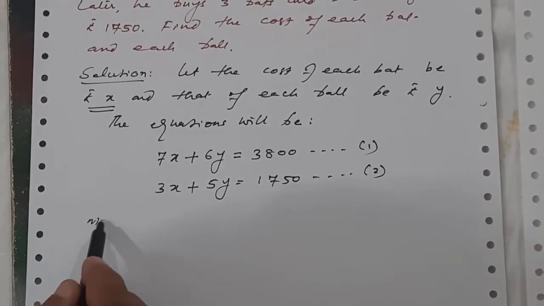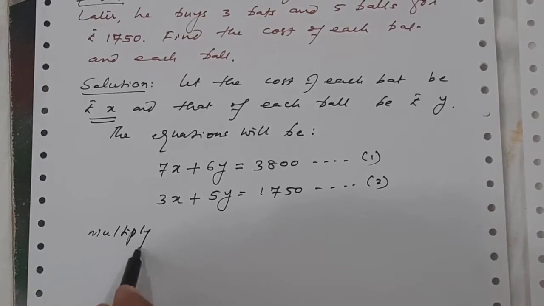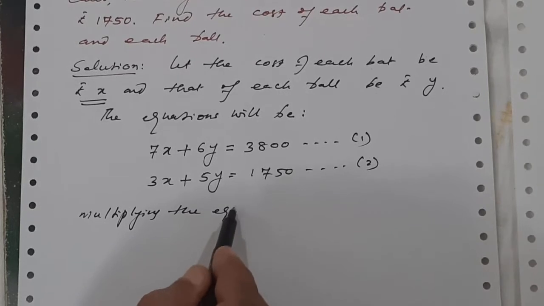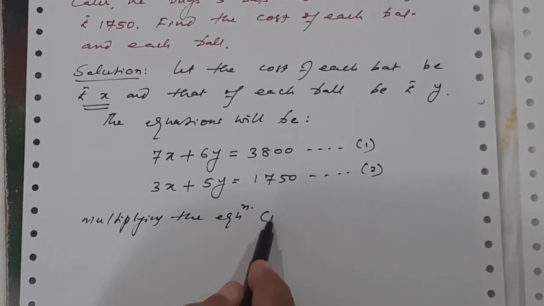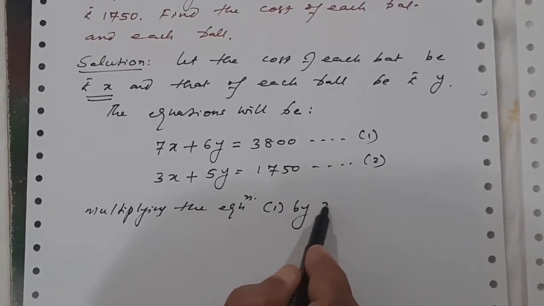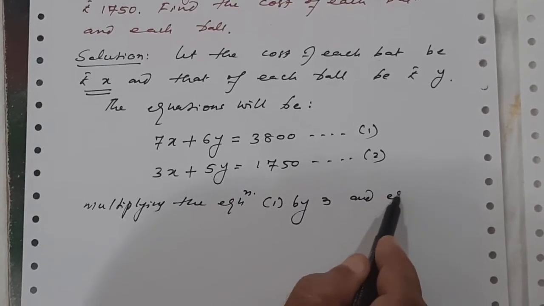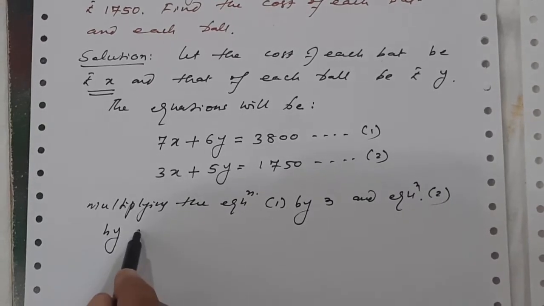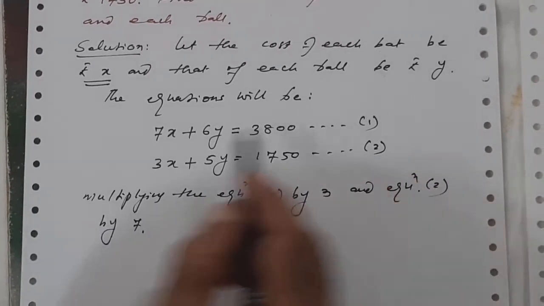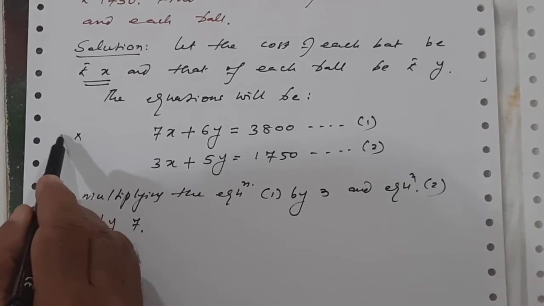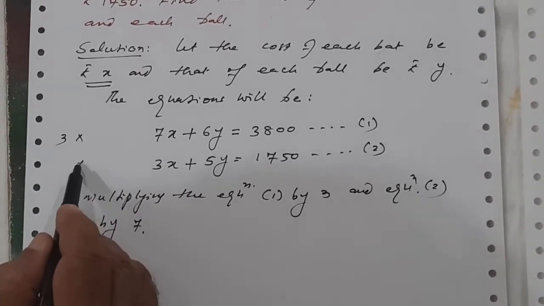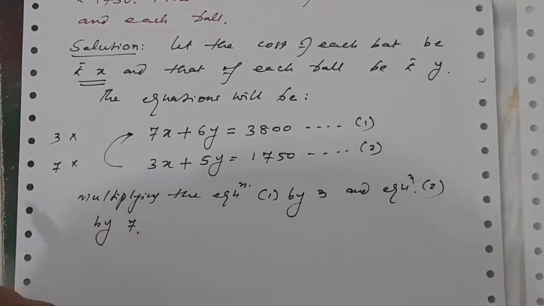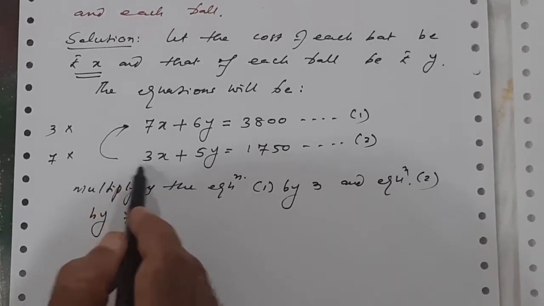So multiplying equation 1 by 3 and equation 2 by 7. Actually there is no need to write. Multiply this by 3 and this by 7. And how have I taken it? This 3 I have taken here, and then 7 I have taken down.